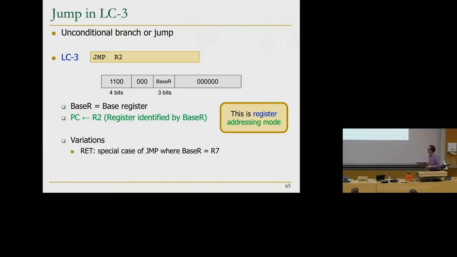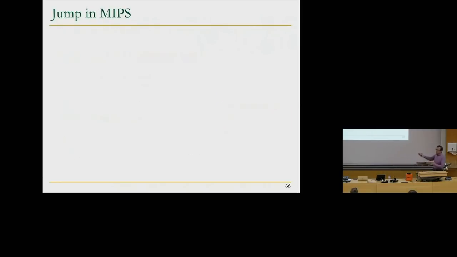There are variations of this. There's a return instruction, which could be useful whenever you're doing function calls, for example. It's a special case of jump where the base register is R7. So you don't really need this instruction, actually. And there are also jump to subroutine instructions, which we're going to see tomorrow when we talk about function calls. Jump in MIPS is very similar to LC3, except the target address calculation is a little bit different. This is a jump immediate addressing mode.